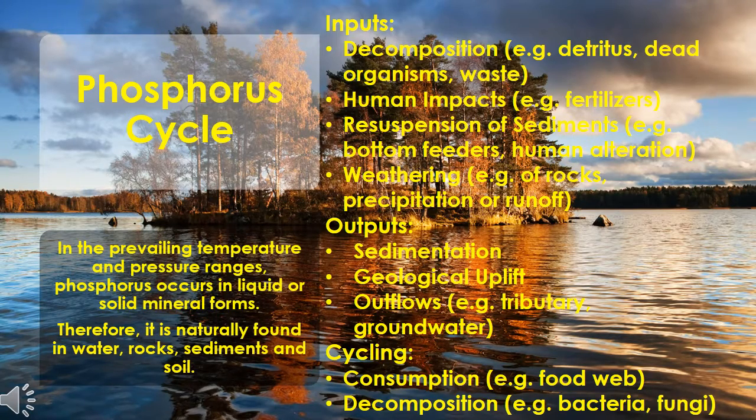The phosphorus cycle. In the prevailing temperature and pressure ranges, phosphorus occurs in liquid or solid mineral forms. Therefore, it is naturally found in water, rocks, sediments, and soil. Some inputs include decomposition, such as detritus, dead organisms and waste, human impacts through fertilizers, resuspension of sediments through bottom feeders and human alteration, weathering of rocks, precipitation, and runoff. Some outputs include sedimentation, geological uplift, outflows, tributary, or groundwater. Some cycling mechanisms are consumption, the food web, and decomposition through bacteria and fungi.